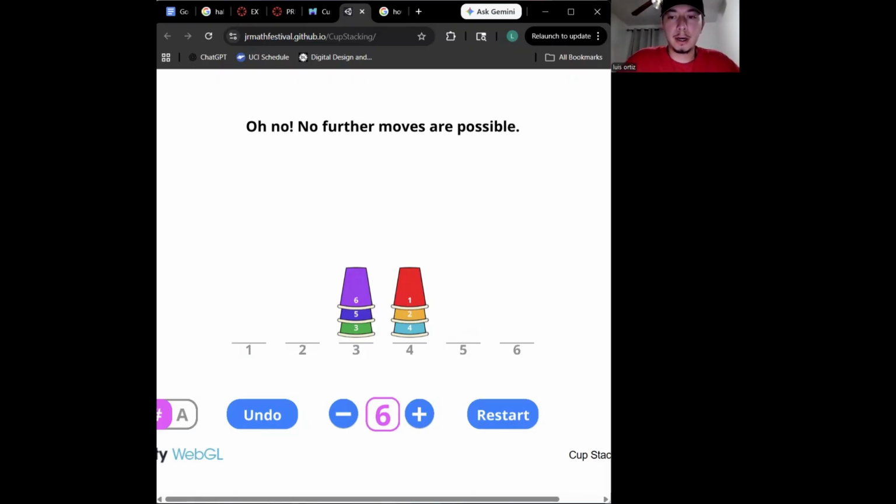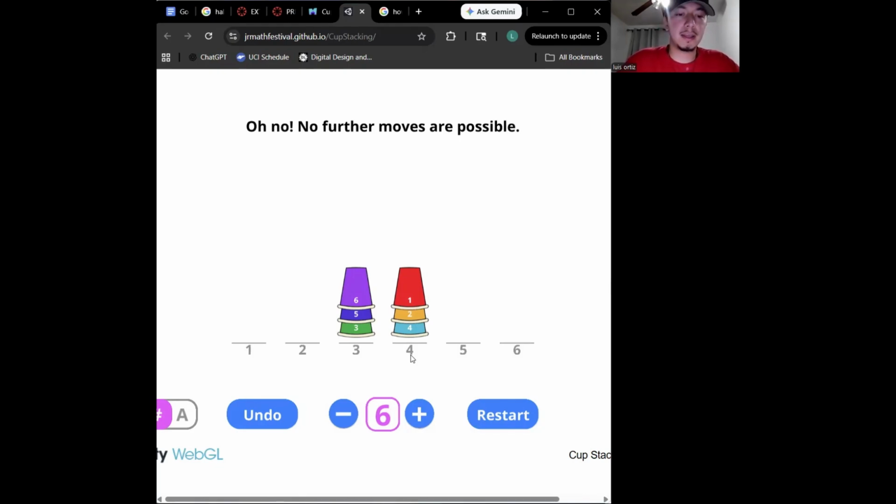So then I would ask them, so what did you learn from this? And then the student would be like, well, we noticed that when you're stacking the cups, it isn't just random. It follows a pattern. And depending on each amount of cups, the strategy would change. And they would explain why something works, right?